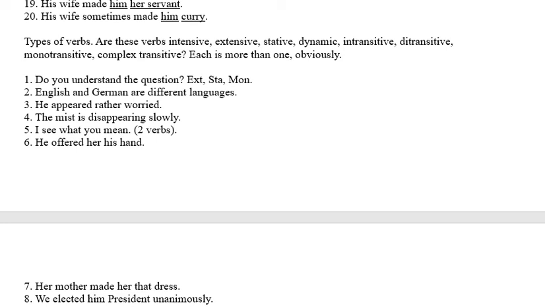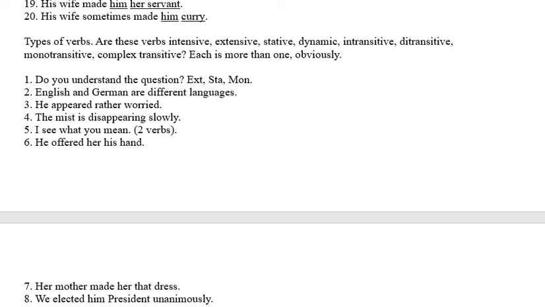And what you mean, all of that is the object. It's one object, so it is monotransitive. Okay. But then we also have the verb mean, which will actually be analyzed in the same way. So we've got what you mean. Mean doesn't take a subject complement, so it is extensive. Also here, we don't say what you are meaning, right? That would be slightly strange. So it's also stative.